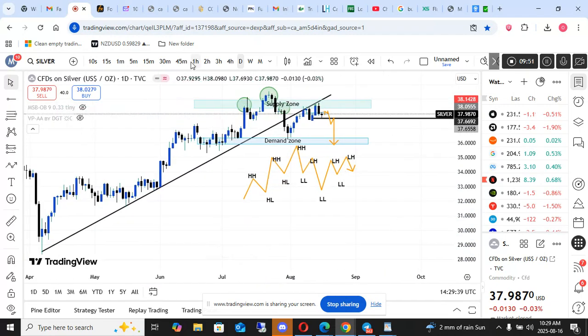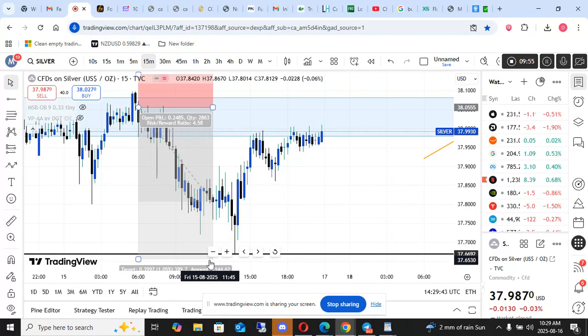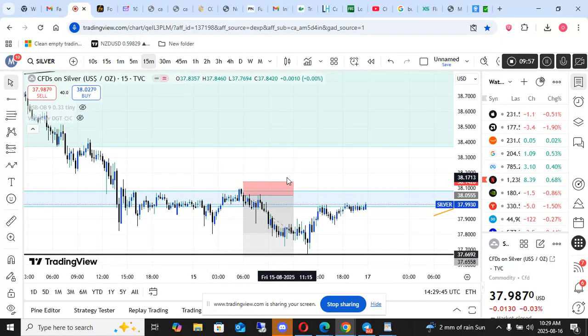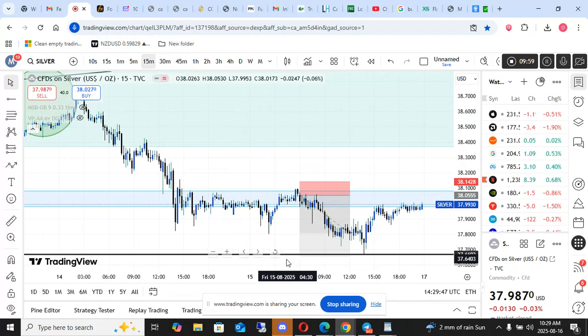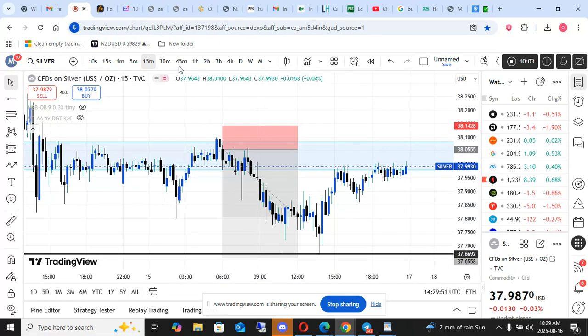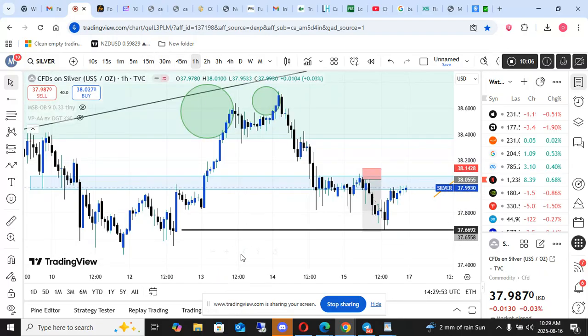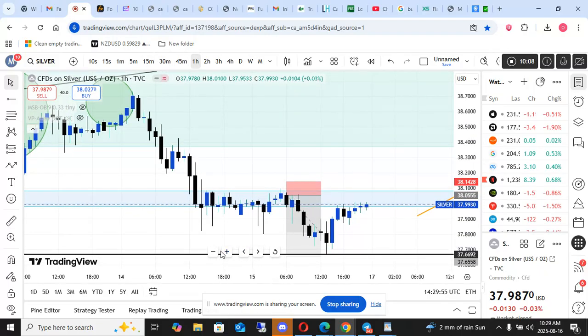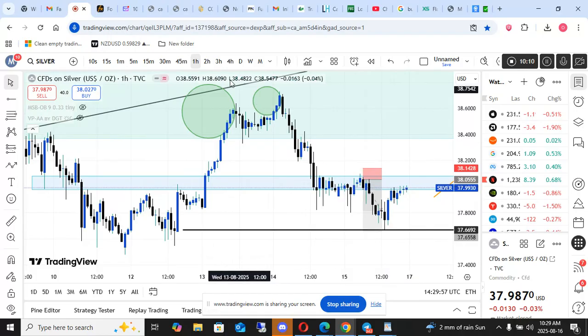So I usually do my entry from the 1 hour or 15 minutes. Okay, so from the 15 minutes, you can see our sell properly, so why we took the sell from here, from 1 hour, so we made our money on Friday.